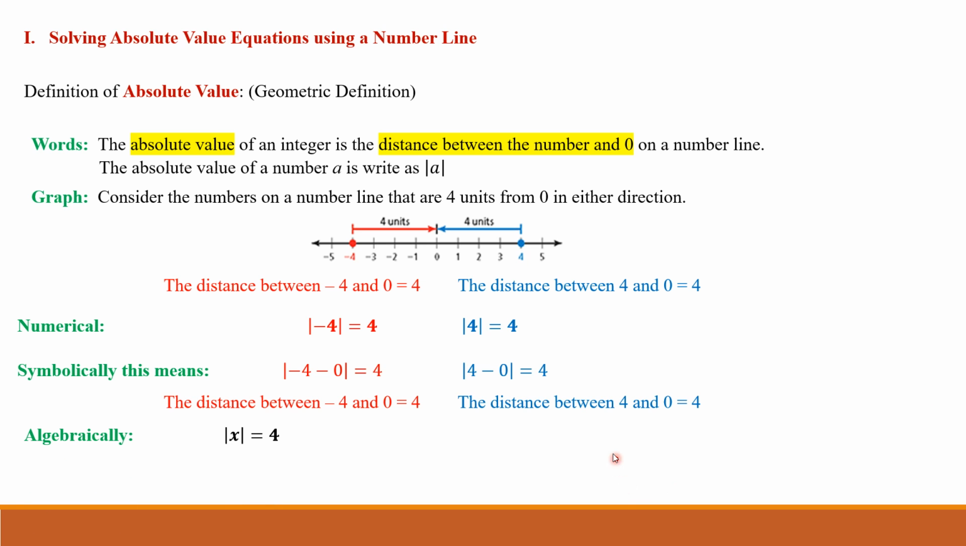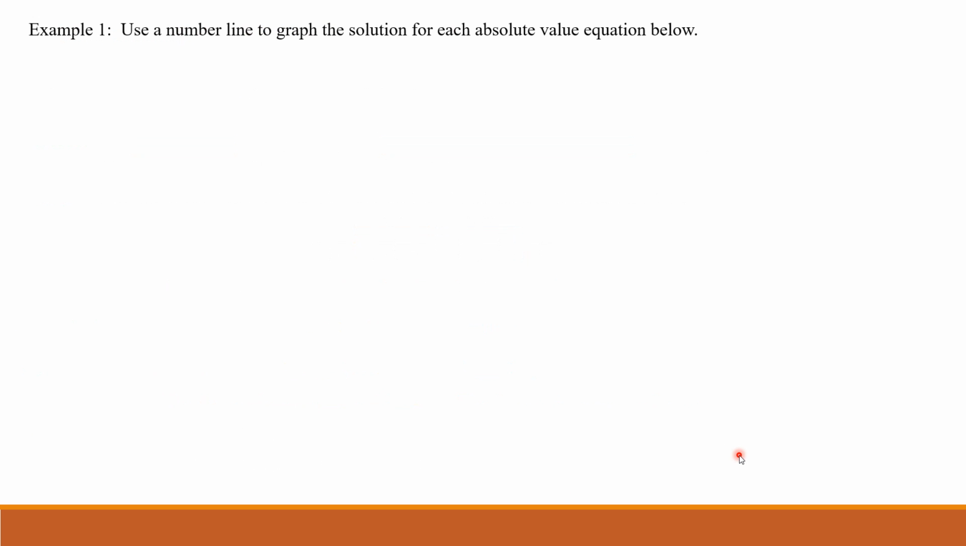So algebraically, if we have some number x, the absolute value of x would be the distance that some number is away from 0. And so then we have an algebra equation to solve. This expression represents the distance between some number x and 0. Okay, so as an example, let's use a number line to graph the solution for each absolute value equation below.